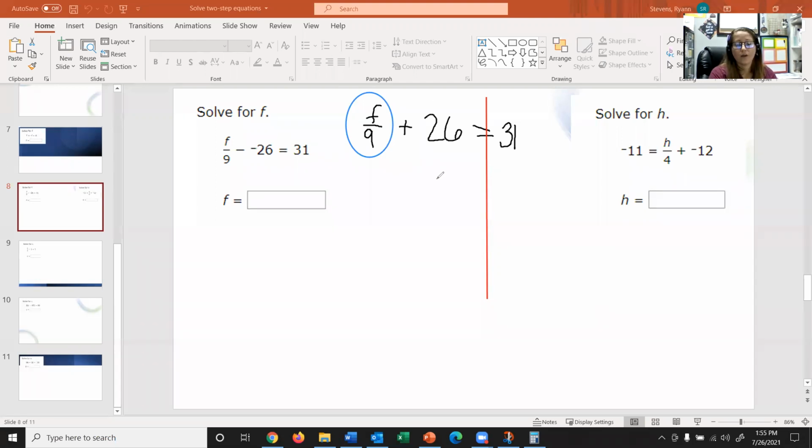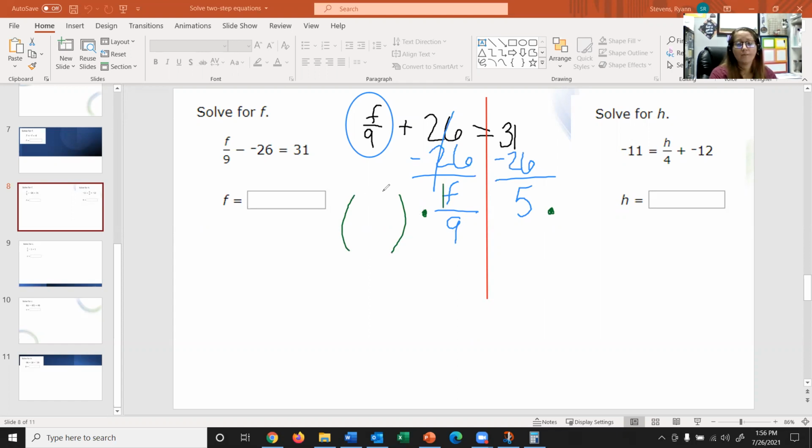We're going to say, okay, so we have a positive 26. So the inverse is going to be to subtract 26, which will cancel on that side. And then we've got 31 minus 26 over here, which is just going to be a positive 5. We can bring down our f over 9. We're going to do the same thing we just did a minute ago. When we have this fraction, we know that this is division. So the inverse is going to be to multiply both sides by the reciprocal, which, as we looked at before, is just this fraction flipped over.